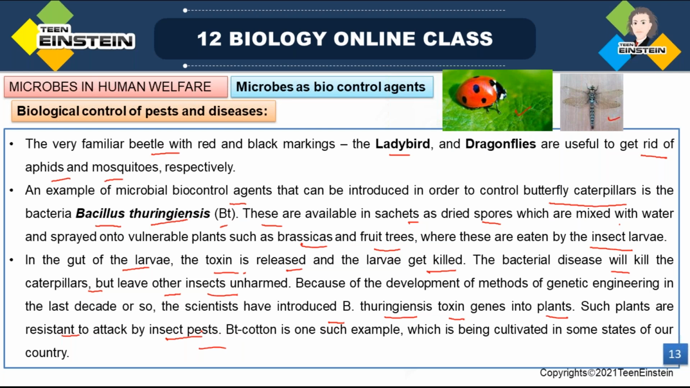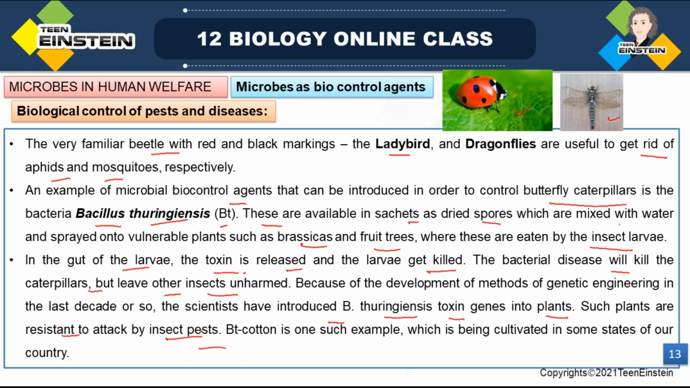That bacterial disease will kill this caterpillar, but it won't affect other insects. There won't be any harmful effect for other insects.